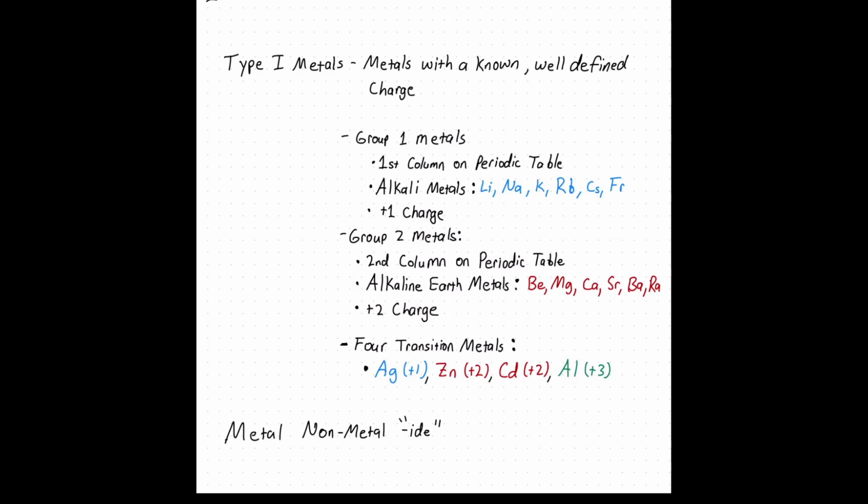How do you determine if it's a type 1 metal? All you really need to know is that it's a metal with a known charge, and then a group 1, a group 2 metal, or a first column, second column metal that has a +1 or a +2 charge. And then these 4 transition metals, you need to know those for tests and things like that. So make sure that you write that down at some point. I'll give you a second to do that now.